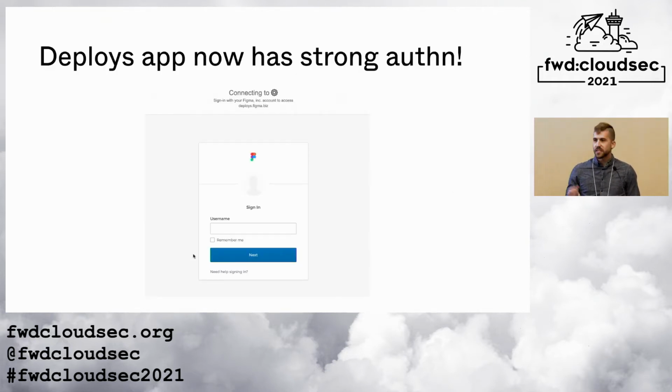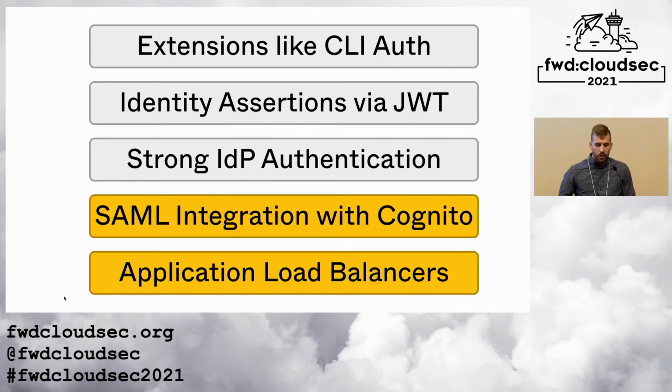So with this, we put our deploys app behind an ALB, and now it's got strong authentication. As soon as you try to visit it, you're going to get redirected to our Okta login page here. And then all of that authentication will be handled by our standard authentication flows, logging, et cetera. We've now covered the first two building blocks here. Application load balancers provide us this ability to gate traffic before it enters the internal network, and we can do strong authentication using our existing auth stack with Cognito's SAML integrations.